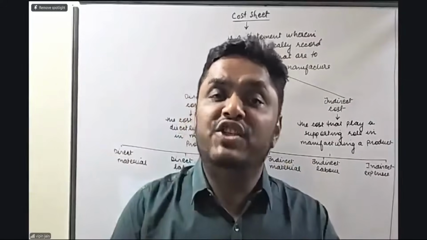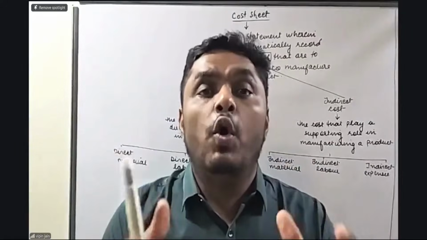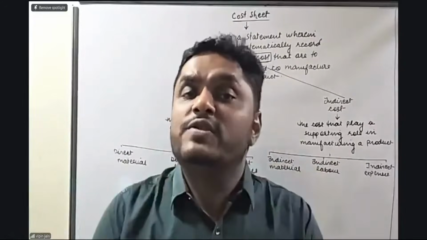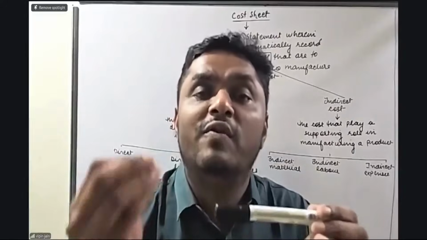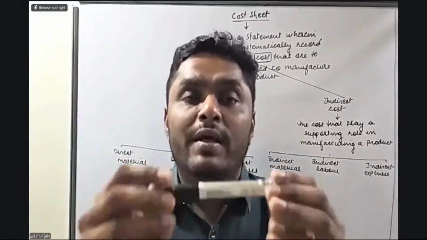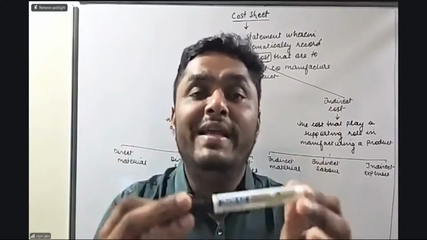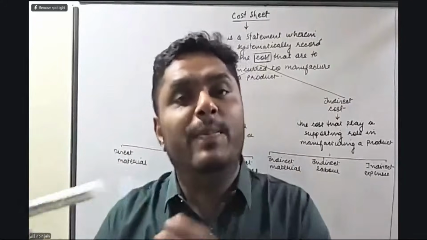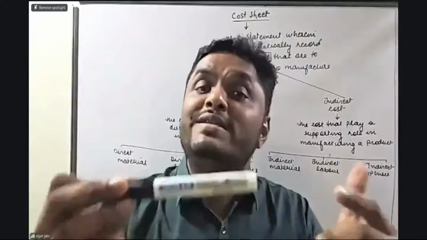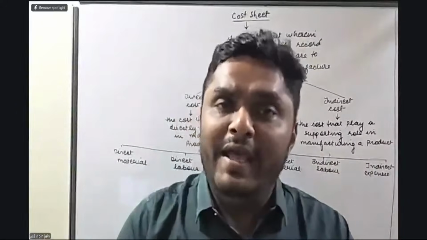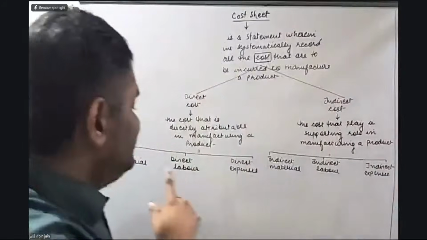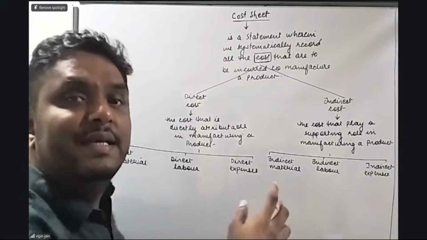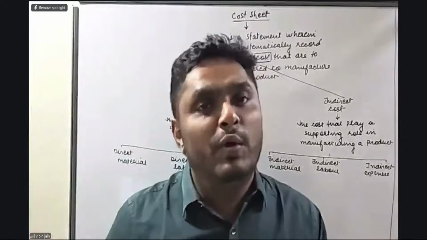Now let's say these pens are manufactured on machines. For the smooth functioning of machines, we need what? Oil and grease. This oil, grease, or lubricating oil is nowhere present in the final product. But for the smooth manufacturing process of the pen, we do need it. So here, plastic and ink is my direct material, and oil, lubricating oil, grease is indirect material. They play a supporting role.